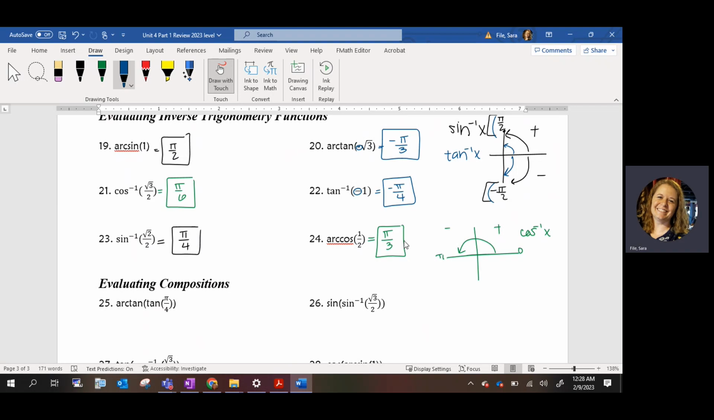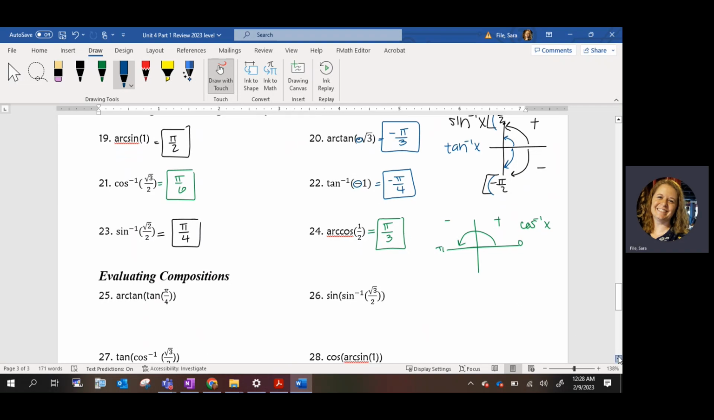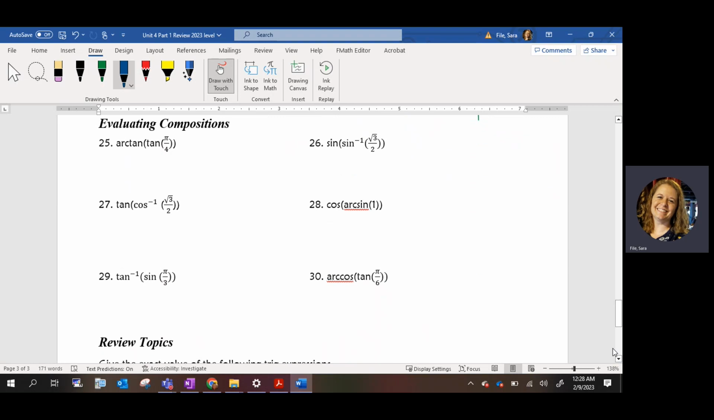All right. Then we're going to get into composition of inverse trig. So just remember, work inside out. Work the inside function first. Okay, so tangent at pi-4ths. So you're looking at your unit circle and saying, okay, what is tangent? And this is not arctangent or inverse tangent. This is just straight up. What is tangent at pi-4ths?